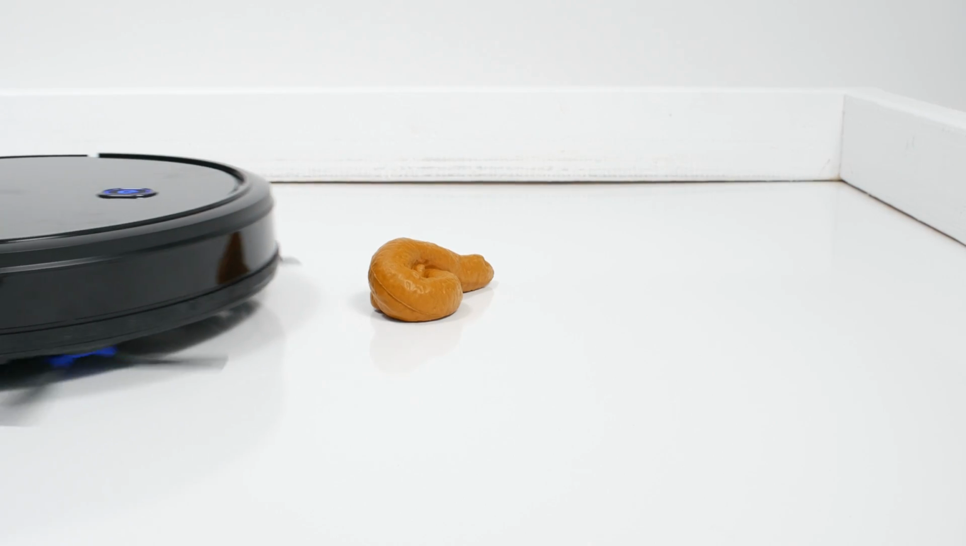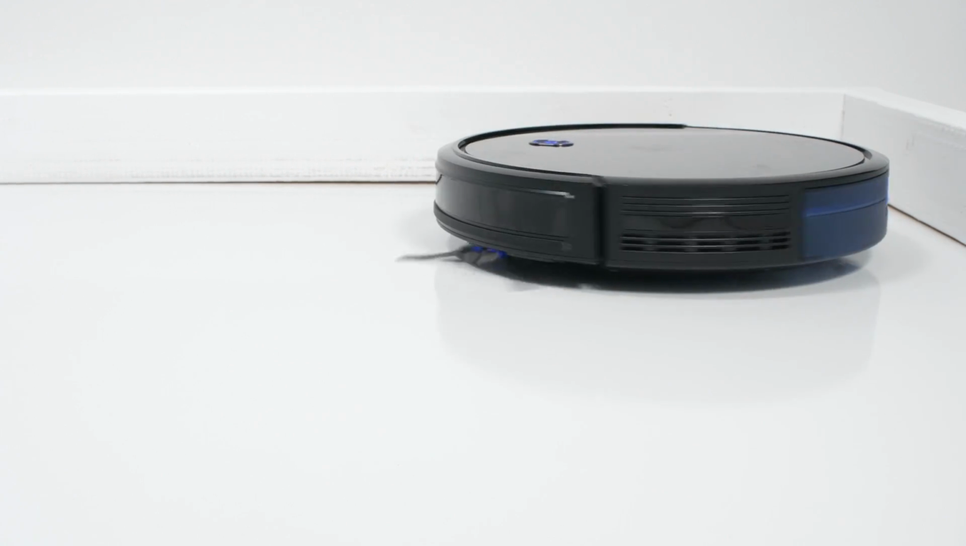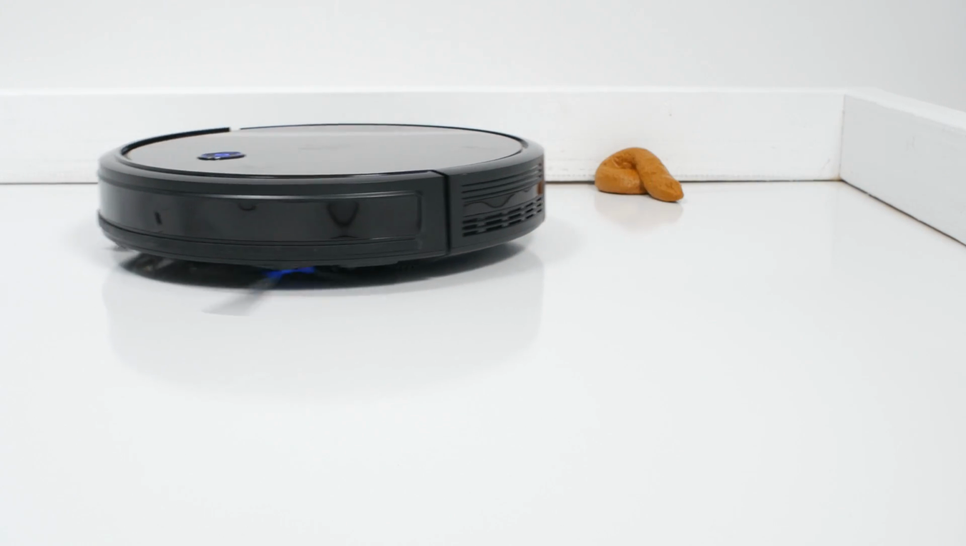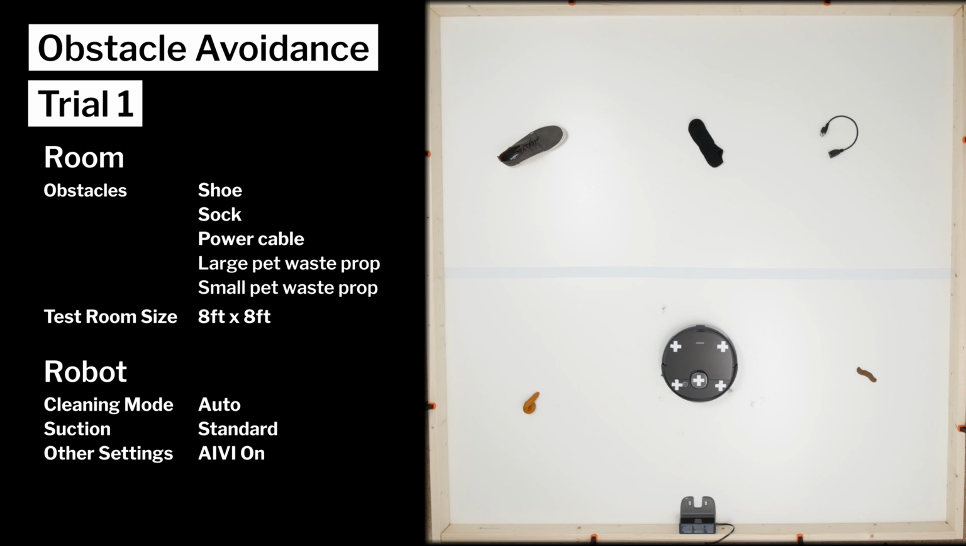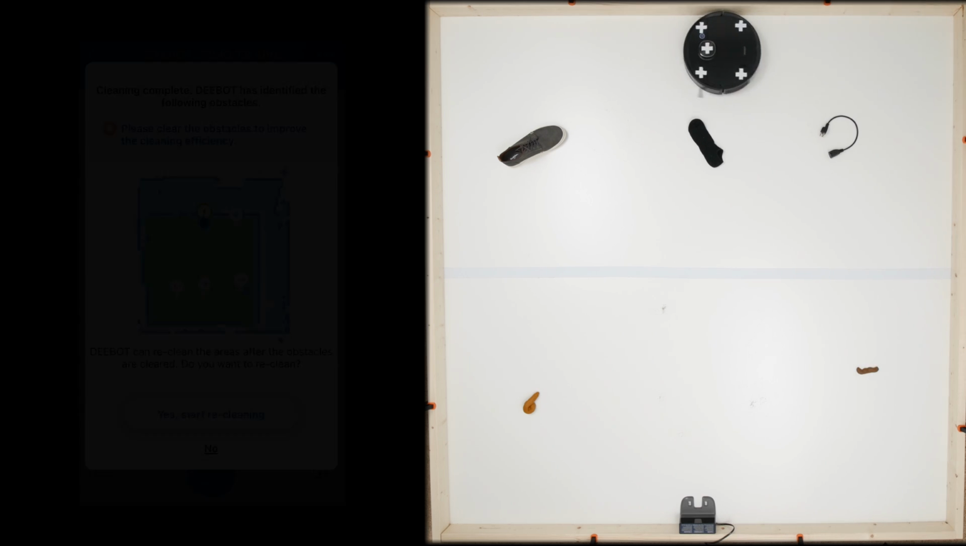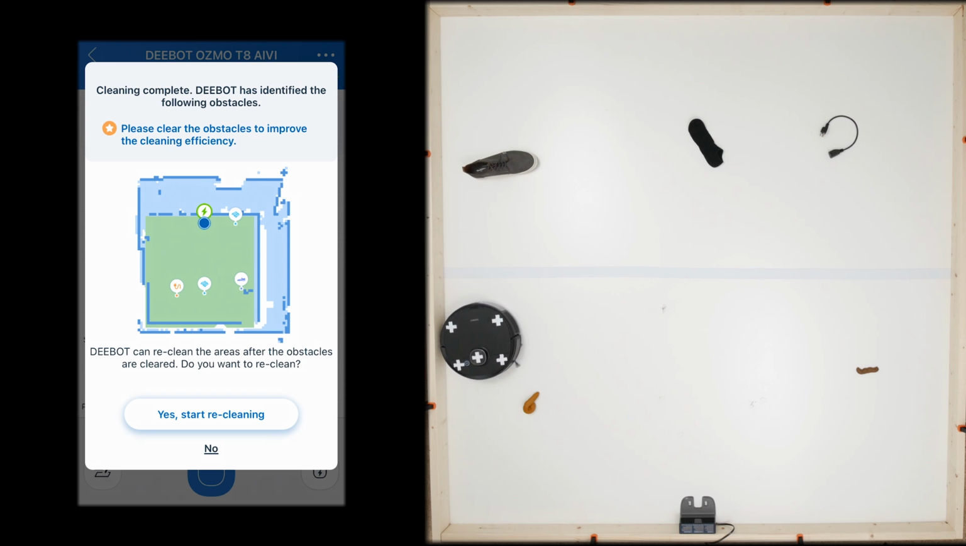Most robot vacuums run right over smaller obstacles, like charging cords, laundry, shoes, and pet waste. The T8's AIVI should allow it to avoid these types of obstacles, so we tested it. Our testing showed that the robot definitely recognizes most types of smaller obstacles. After this particular test, the app reported that the robot recognized 4 of the 5 obstacles used for this test.